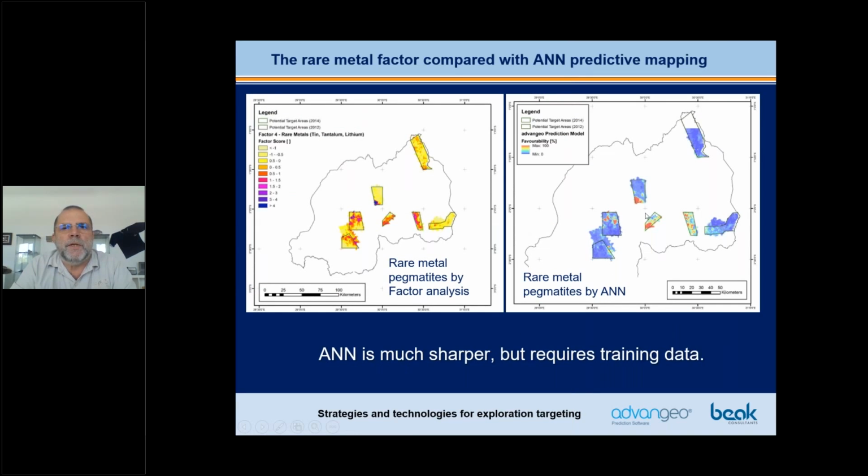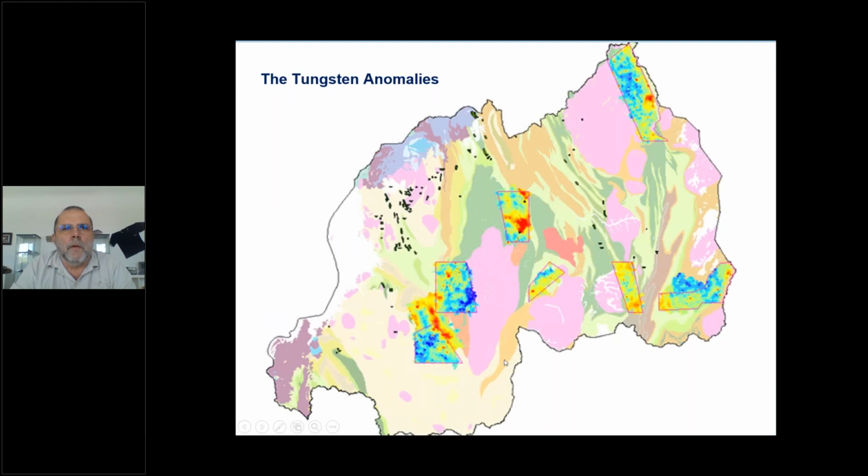And what we can see here is a target map created by these neural networks, and we can see how sharp it is compared with the map created by the factor analysis. The details of the neural network-based data analysis we'll discuss after tomorrow. So now a few words about tungsten. Tungsten is another mineral of Rwanda.